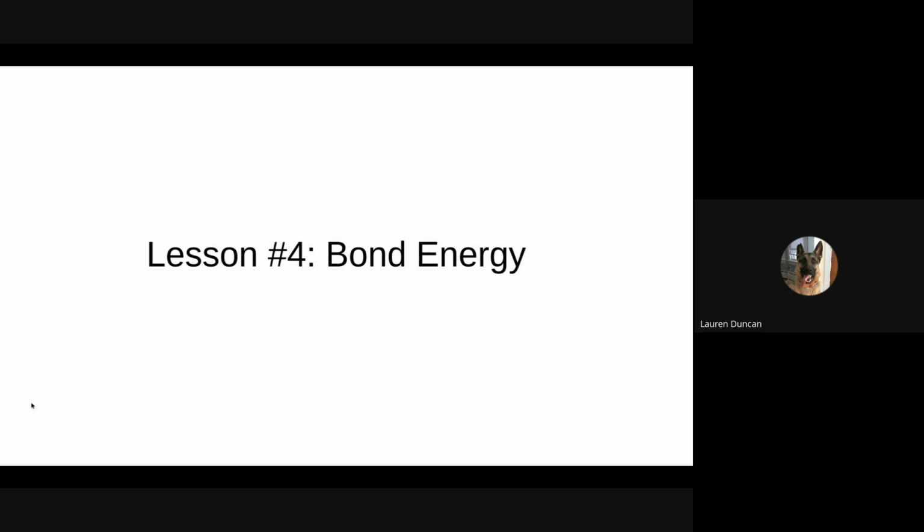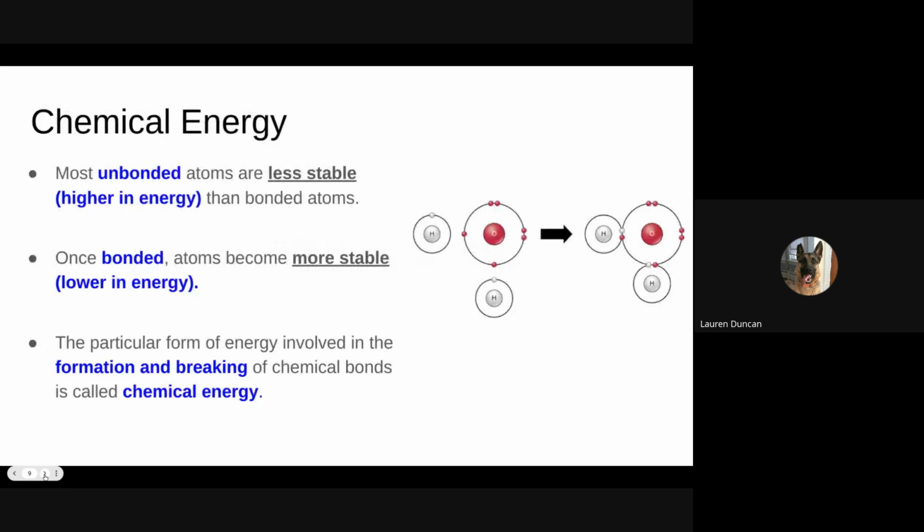Okay, so one thing I've been trying to fit in this unit is this lesson. Basically this lesson is about the energy changes that occur when a chemical bond is formed between atoms and when a chemical bond is broken. So before we really get into it, let's just get a couple of key things down.